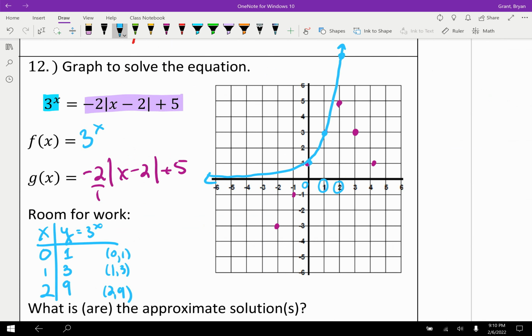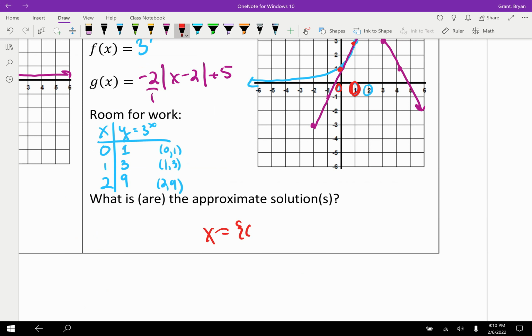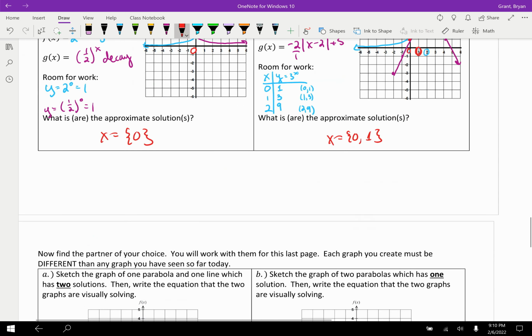That's actually enough to crack this case wide open, isn't it? Because we have this V-shaped graph, and my V-shaped graph intersects in 2 spots, at an x of 1 and an x of 0, right? We see those two? And the V-shaped graph is never going to intersect again. So we end up with 0 and 1. Nice.